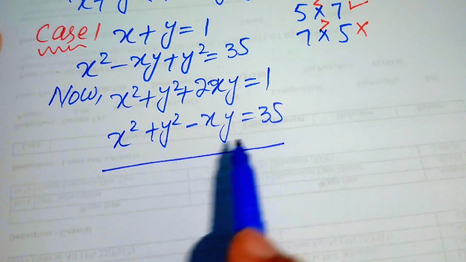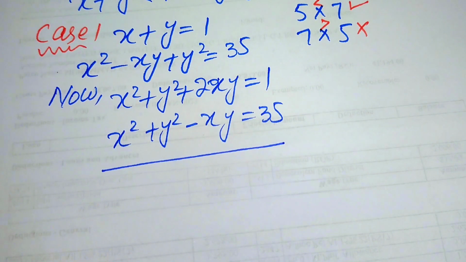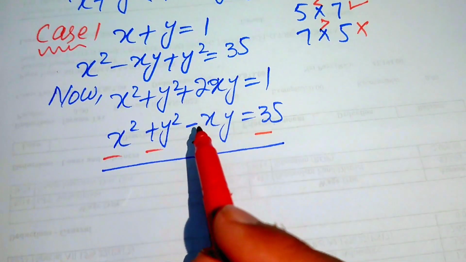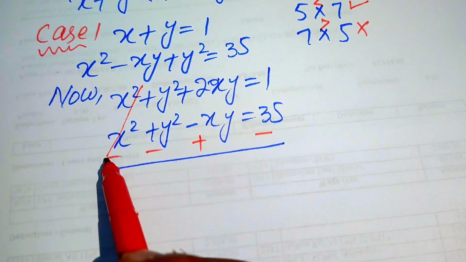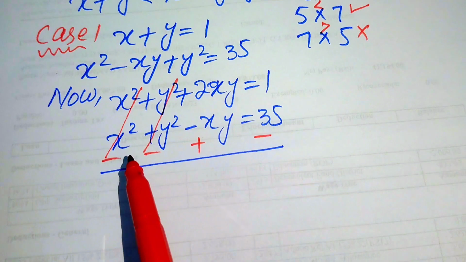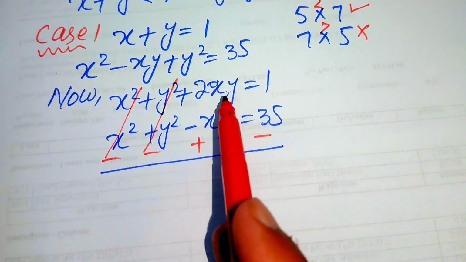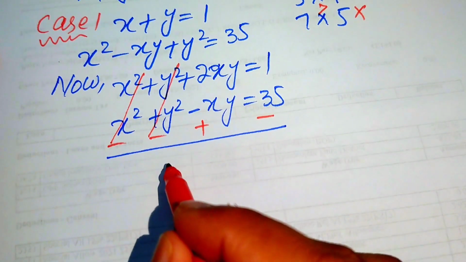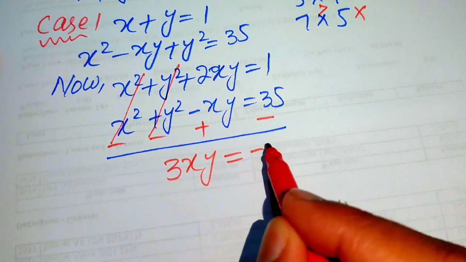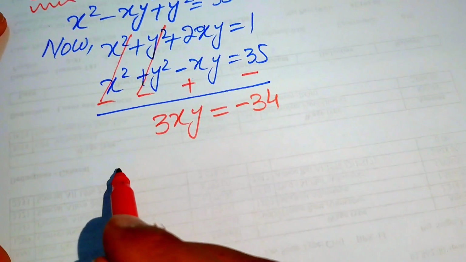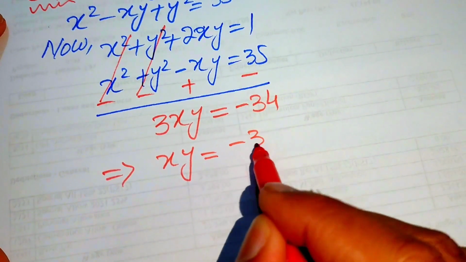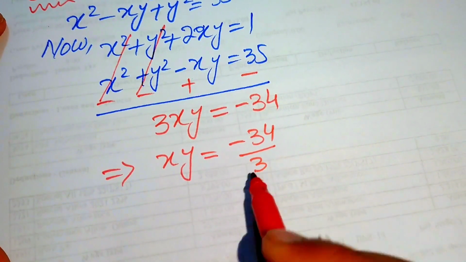And now we subtract these two equations. When you subtract these two equations, we change its sign, so you see that this positive and negative are cancelled by each other. Similarly, this positive and negative are also cancelled by each other, and we get 2 times xy plus xy equals 3 times xy, and 1 minus 35 is minus 34. So you get the value of xy is minus 34 by 3.